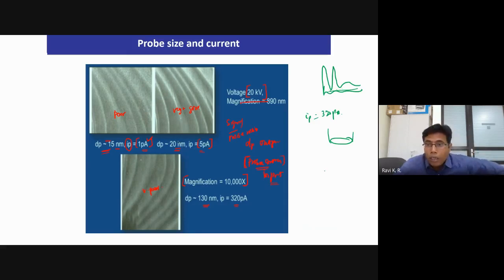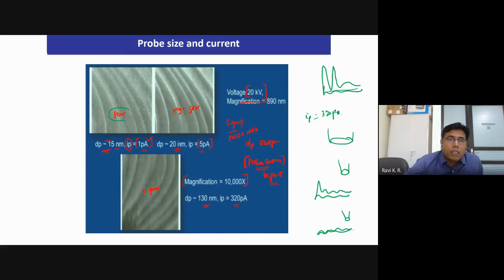Once you come here, the probe diameter is decreasing. Let's say it is something like this. Then this is your noise and this is your signal. Okay, but still you can distinguish it. Further, let's say you decrease the probe diameter further. What is happening is your noise and your signal are almost matching. That is the reason you are seeing this poor resolution here.